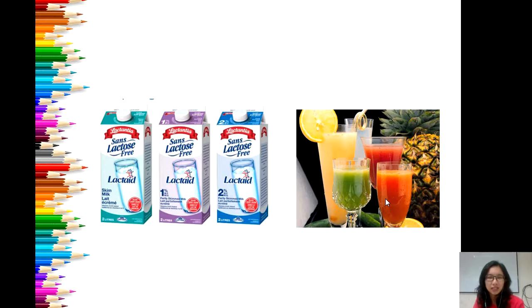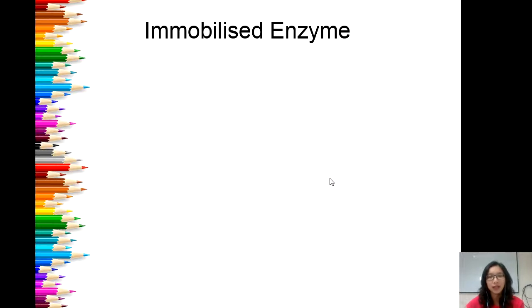Do they mix the enzyme with the milk, or stir the enzyme together with the fruit juice? If it's like that, it will be such a waste for the factory, because they will always have to buy or add more and more enzyme to every batch of products that they produce. It will also be very difficult for them to purify the product, because when you have milk already mixed with the lactase and the consumer only wants the milk without the lactase, it will be very difficult to separate the enzyme. Therefore, we usually use something called immobilized enzyme.